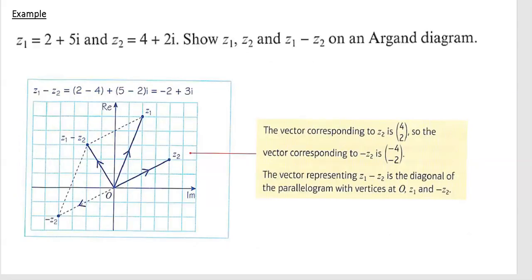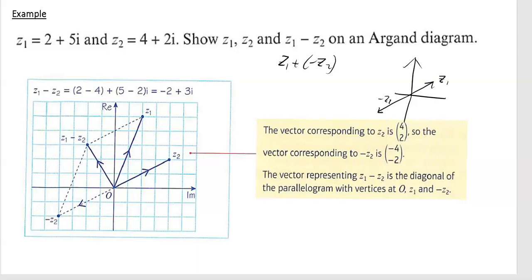Okay, the next example is similar, but instead of doing z1 plus z2, we're doing z1 minus z2. So for z1 minus z2, I'm going to think of this as being z1 plus minus z2. If you remember back to your vectors, if I had a vector, we'll just call it z2, then minus z2 is just the same, but in the opposite direction. They look like they're different lengths, but they should be the same length. It's just going back the opposite way.